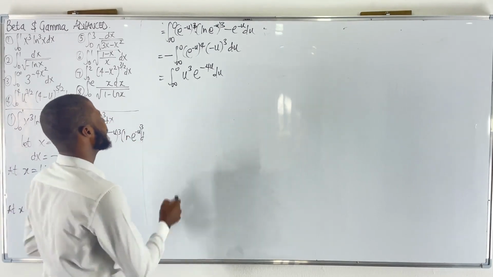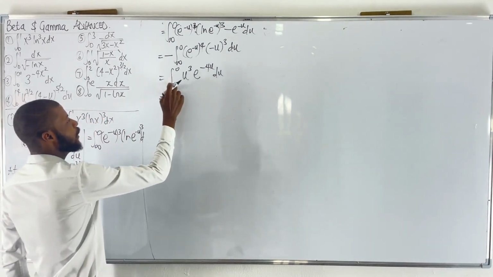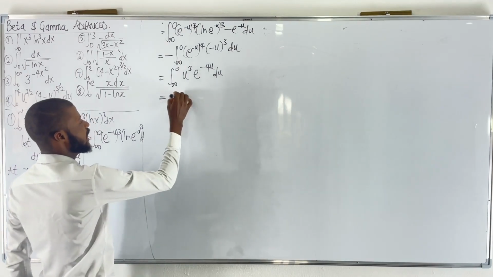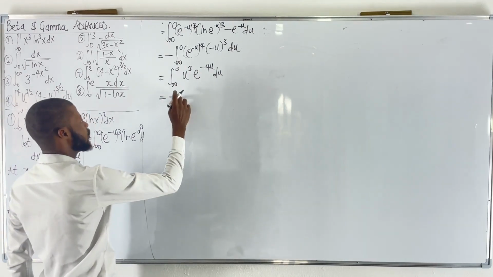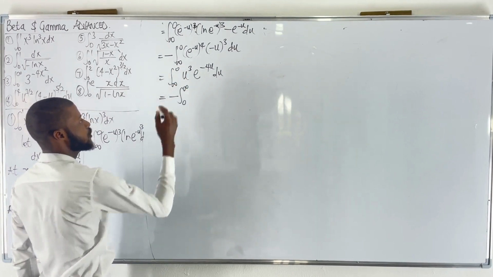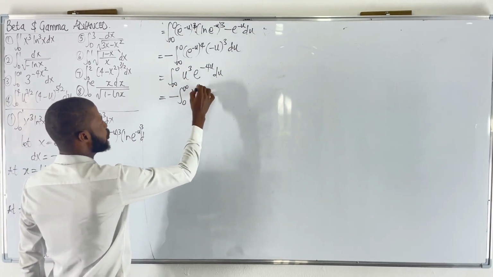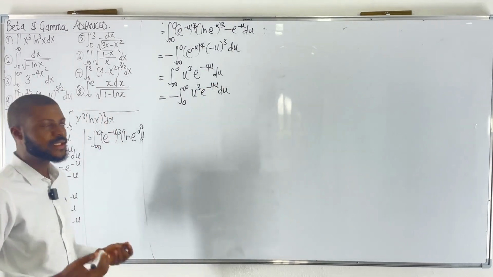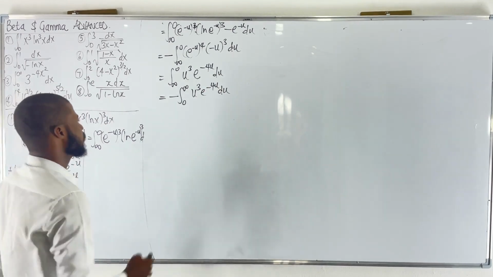So what I'm going to do is say, the only way for me to flip my interval is to negate the integral. So if I put a minus, this is going to flip. So this is 0 to infinity. Then I have u cubed, e to negative 4u du. Now again, we need another substitution.